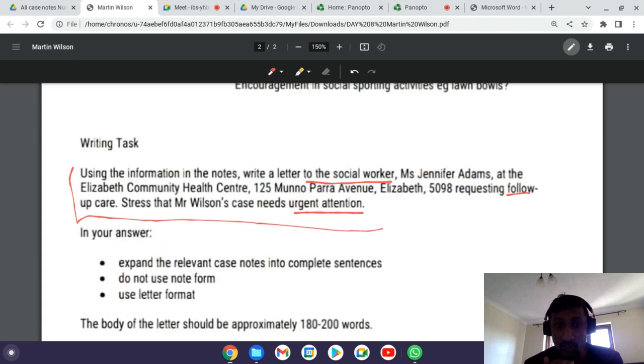Then you ask yourself why the patient needs follow-up care. What is the patient's condition? Why does the patient need urgent attention? The answer to that question, you have to find by reading the case note carefully, and that is your letter. You got the point?